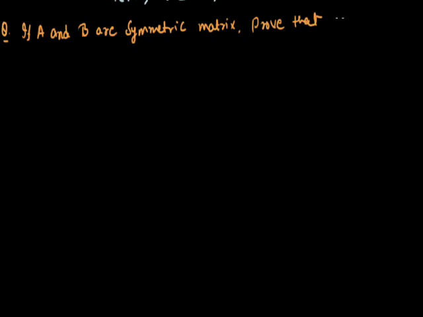Okay, in the last lecture we have discussed the properties of symmetric and skew symmetric matrix. So we will do some problems on symmetric and skew symmetric matrix. For example, if A and B are symmetric matrices, then prove that AB minus BA is a skew symmetric matrix.